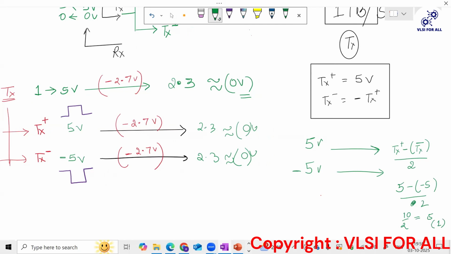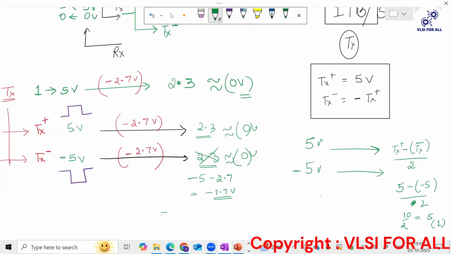Now here what happened? This will become definitely 2.3. So what will this become, guys? Minus 5 minus of 2.7, it will become minus of 7.7 volt. Agree? So instead of 2.3, you will get minus of 7.7 volt.